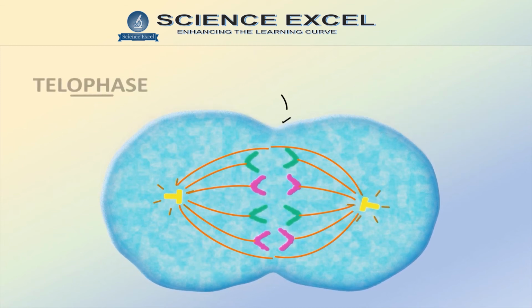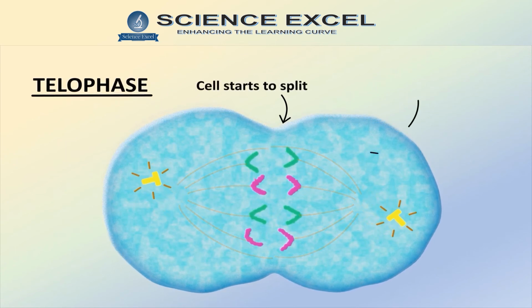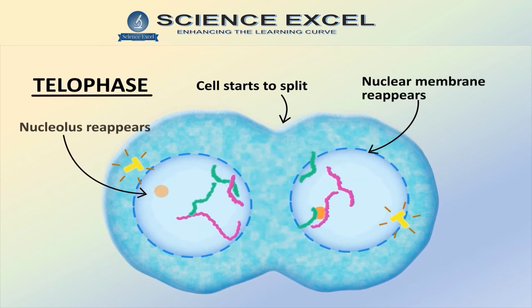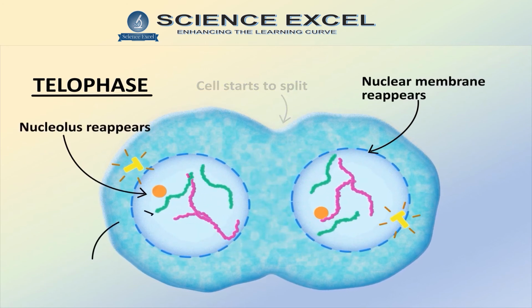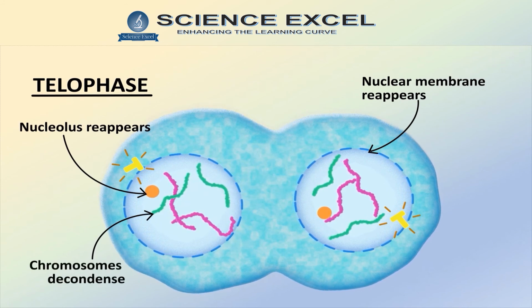In telophase, the spindle fibers are completely lost. The nuclear membrane and nucleolus reappears. The thickened chromosomes decondense and return to their stringy form. Now the cell begins to split into two.